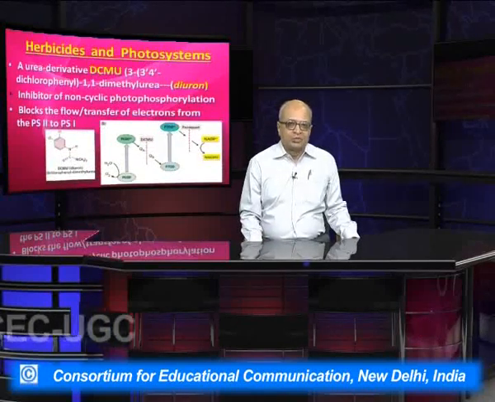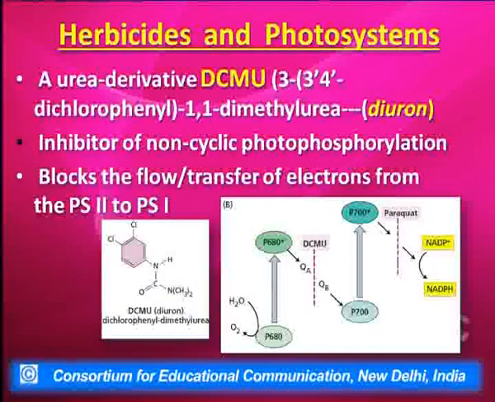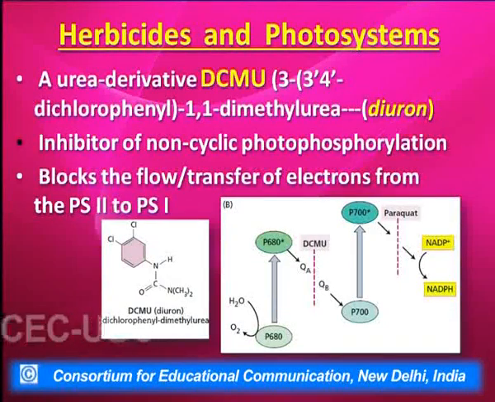Another very important aspect of the knowledge of cyclic and non-cyclic photophosphorylation would be, if we want to kill a plant, we have to use a herbicide. Now, where are the herbicides going to act? Are they going to act at the physiological level? Two types of herbicides are available. One is DCMU, which is also commercially called Diuron. This is an inhibitor of non-cyclic photophosphorylation.